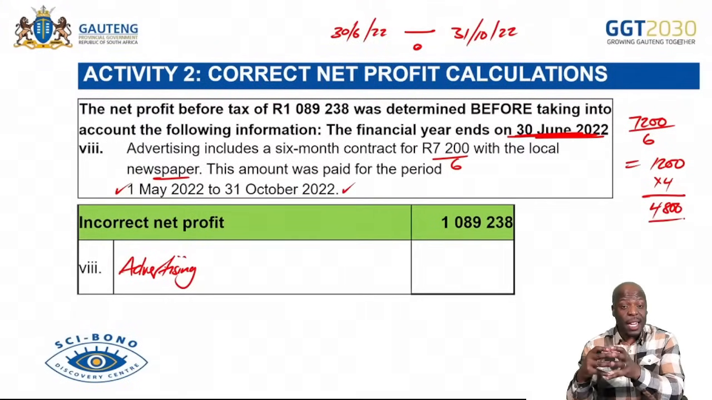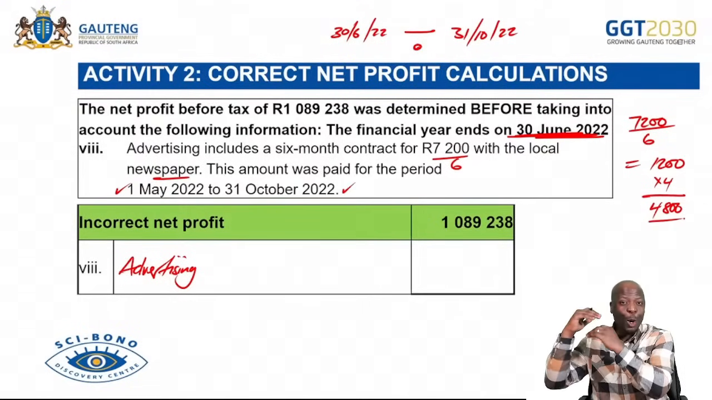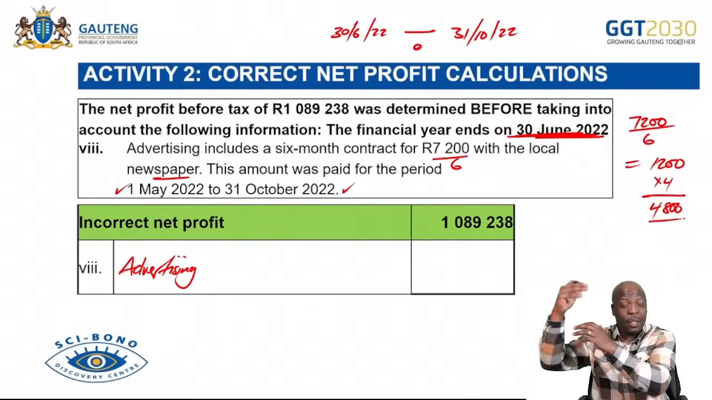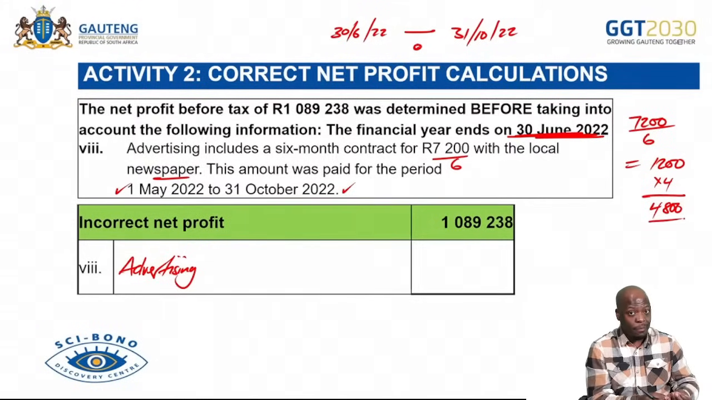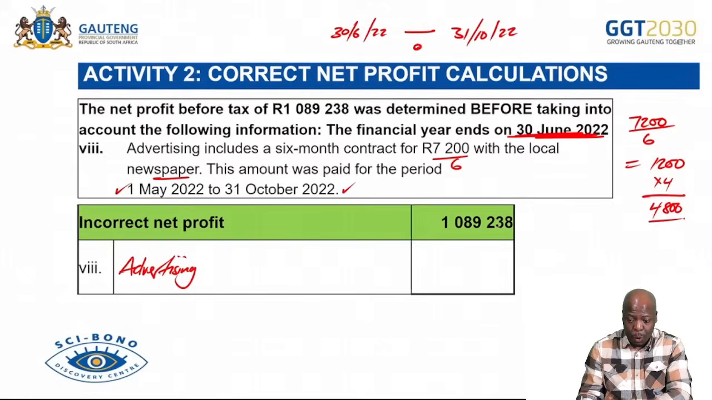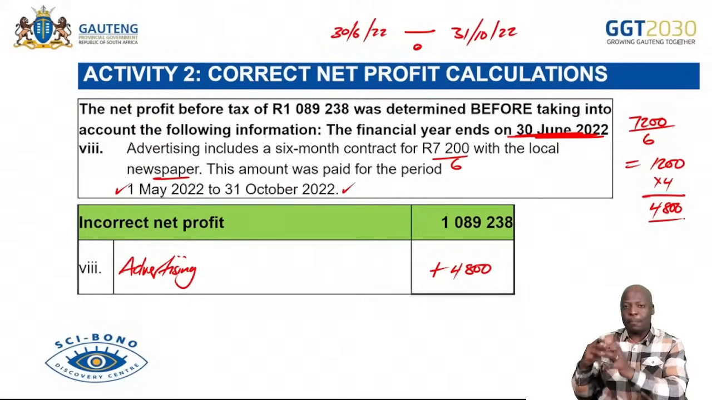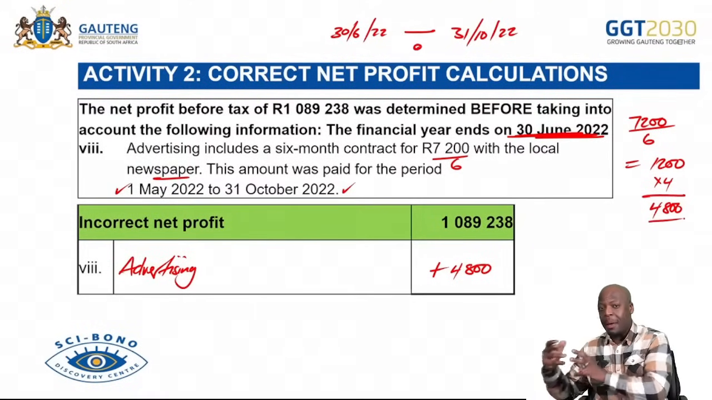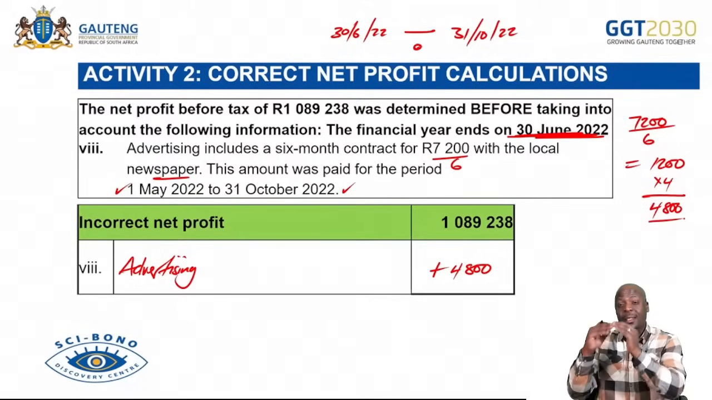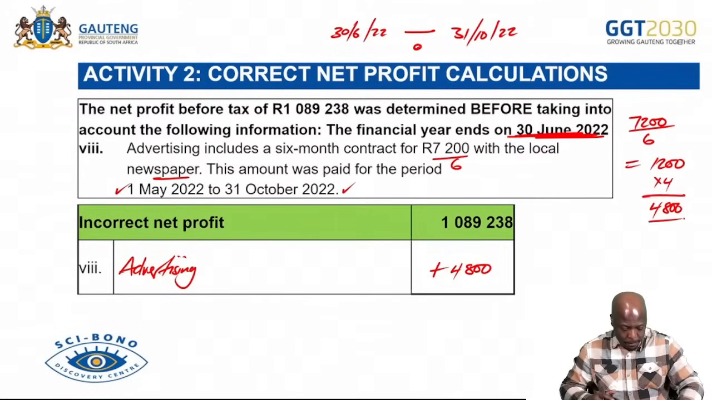So I'm now going to say on my advertising, I have prepaid an expense. I paid an expense for the next year. That means my expenses were overstated. Once expenses are overstated, my profit becomes understated. I have to reverse that now. Even though it's an expense, I have to add it to my incorrect net profit. Why? Because it's an expense that was recorded for the wrong period. It's supposed to be for next year. But in this year, we recorded it, hence it decreased my profit. So to correct it, I add it back. Next one, please.